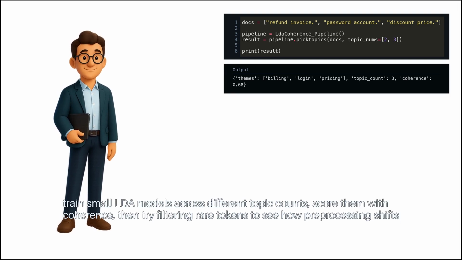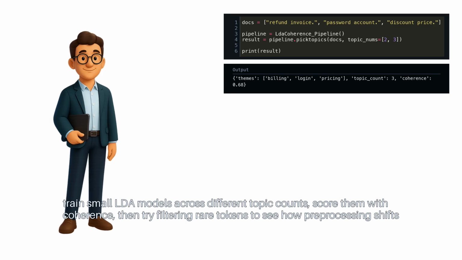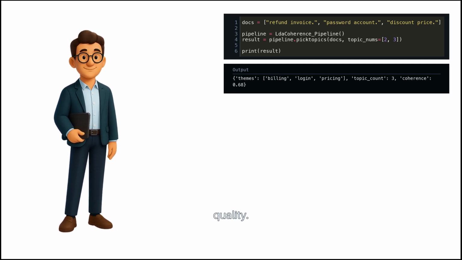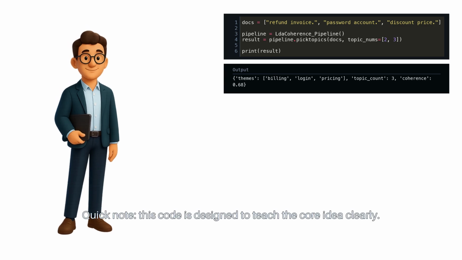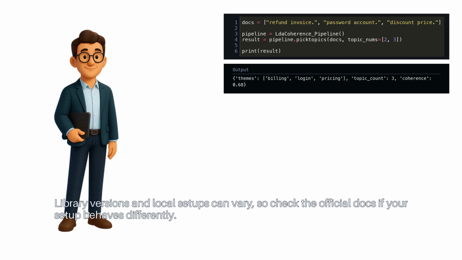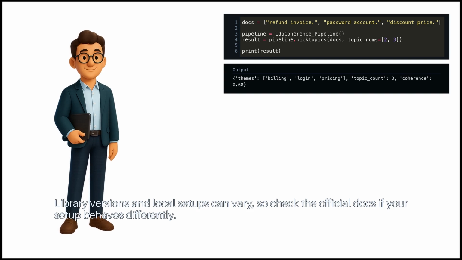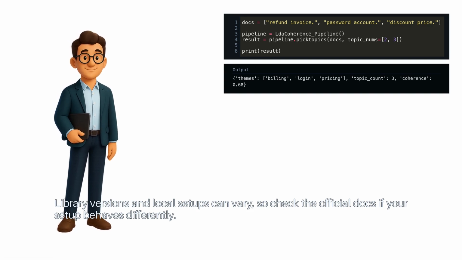We'll build one clear pipeline. Train small LDA models across different topic counts. Score them with coherence, then try filtering rare tokens to see how pre-processing shifts quality. Quick note, this code is designed to teach the core idea clearly. Library versions and local setups can vary, so check the official docs if your setup behaves differently.